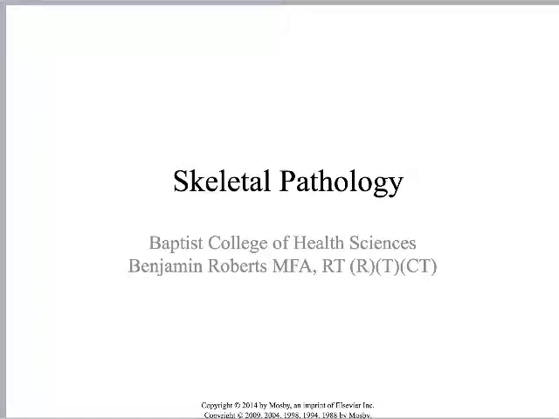But the real meat of this chapter is in two areas. It's in the opening pages, all these special terms for the bones, and then in the section on arthritis.